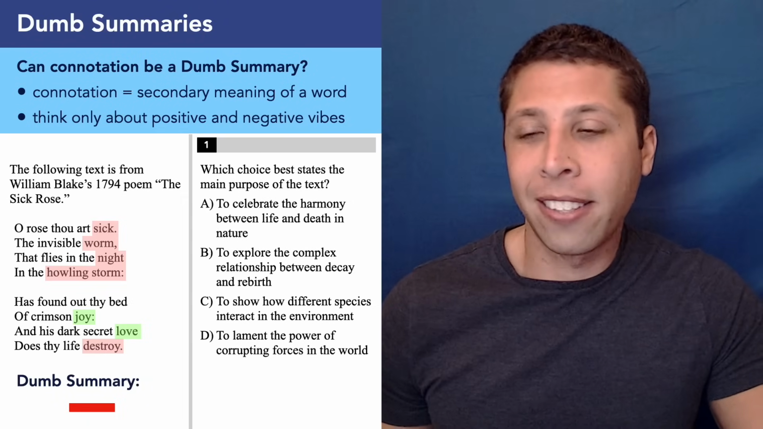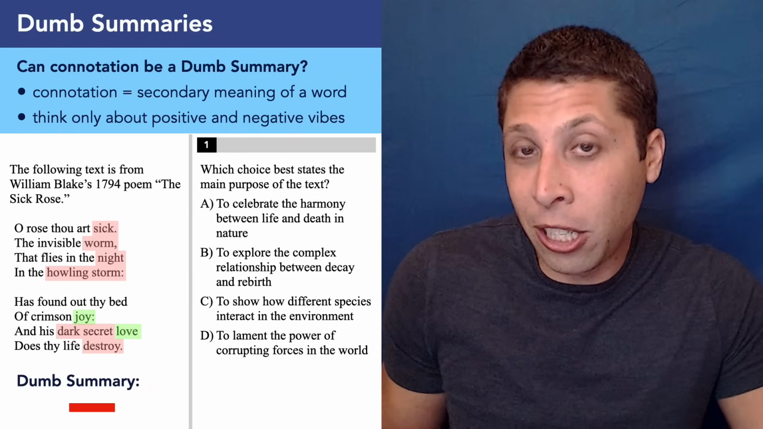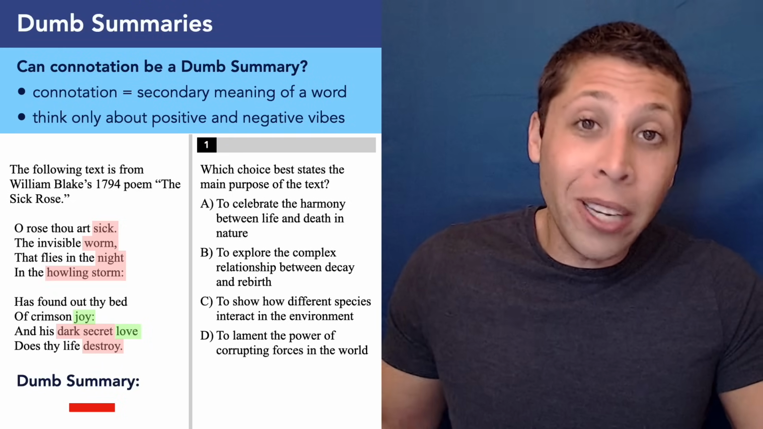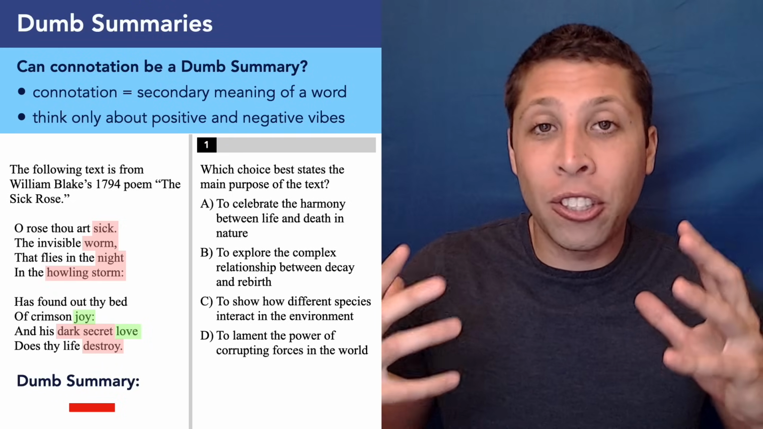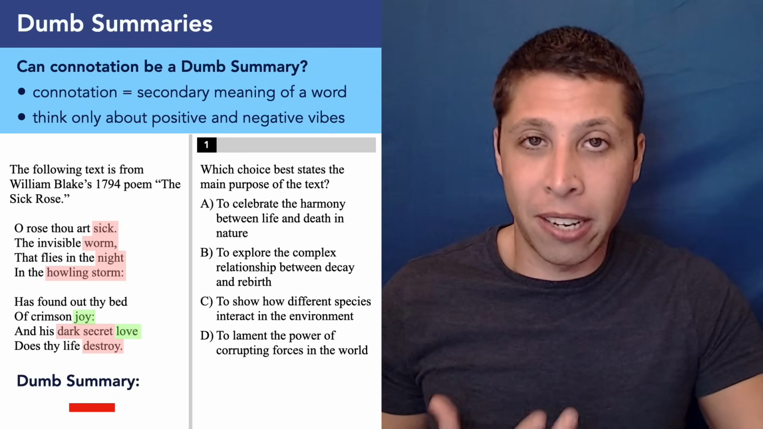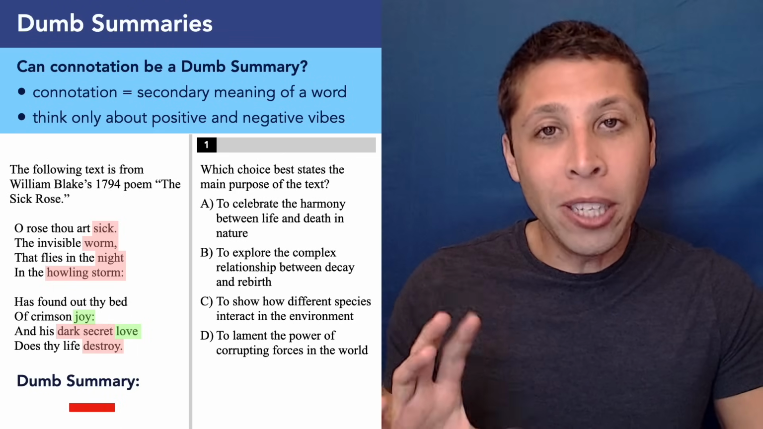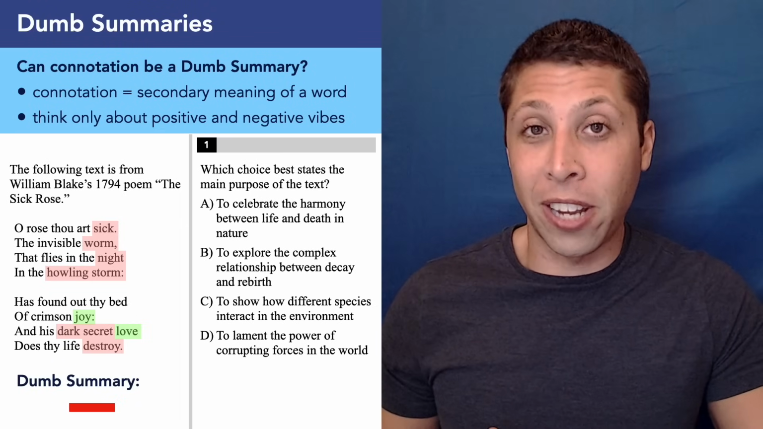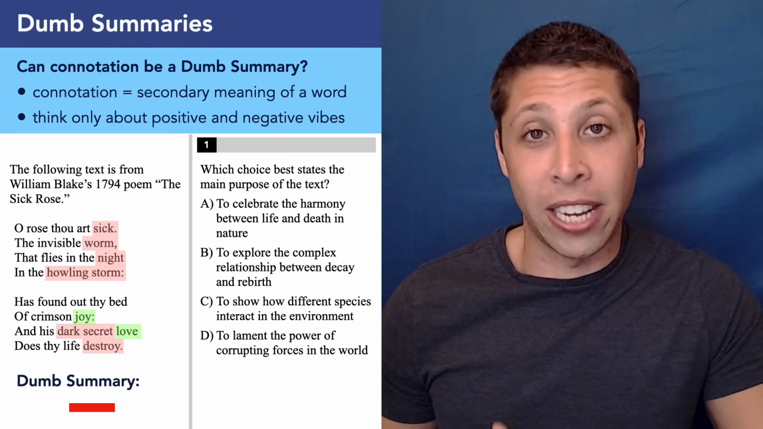But think about the context. It's a dark secret love, okay? Sounds bad. And even if joy is positive, just think about how much it's outweighed by all of those negative words, okay? So I really go with just what the majority is saying here, and it seems like most of the words are negative, so I'm going to classify this passage as negative as well.